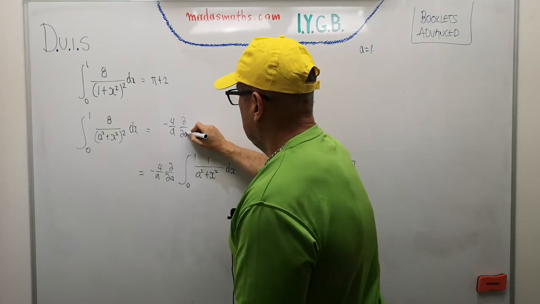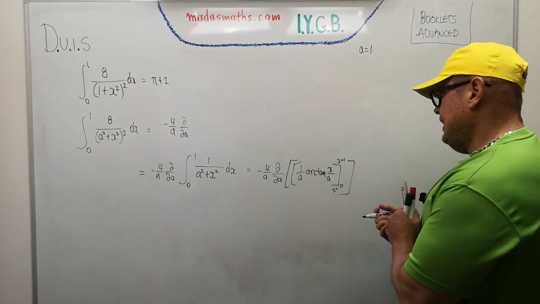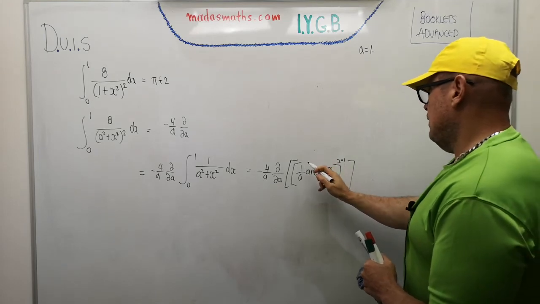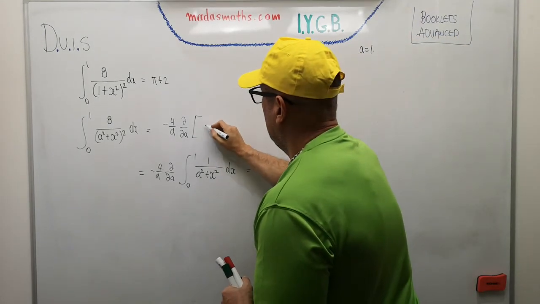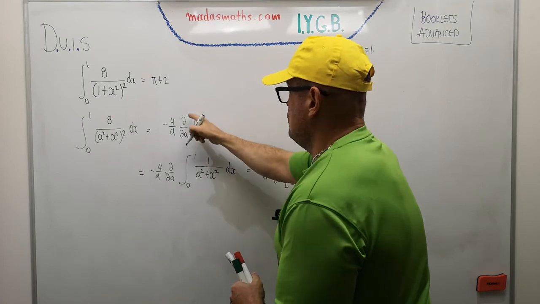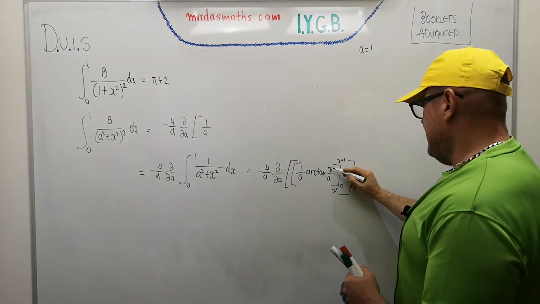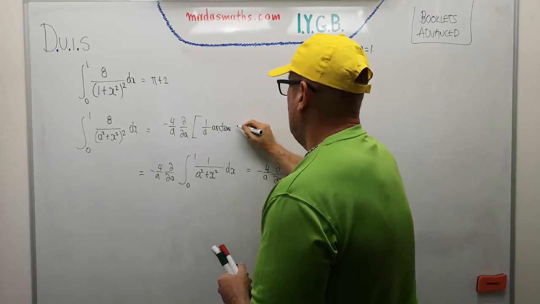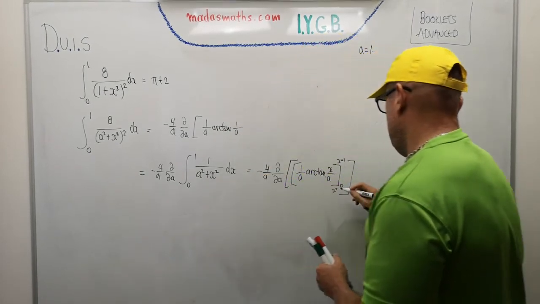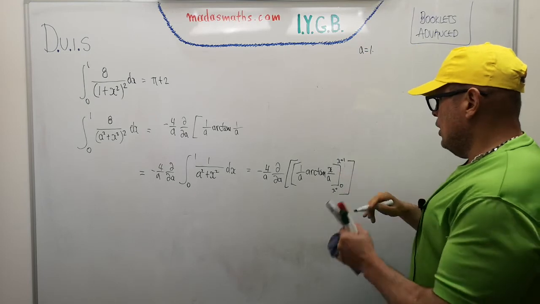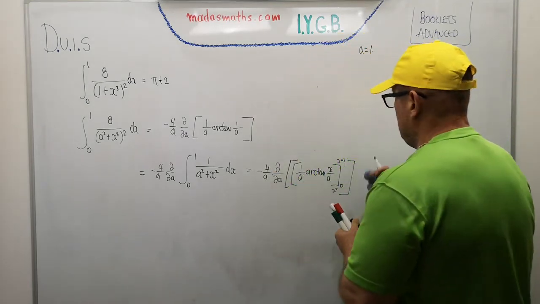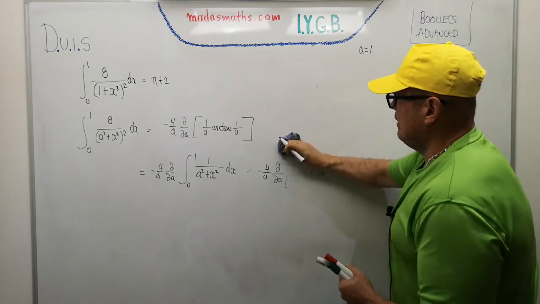So minus 4 over a d by dA, and putting now x equals 1, I'm going to get 1 over a, which of course is not a constant for this differentiation, arctan of 1 over a. And when I put x equals 0, the arctan of 0 is 0, so the whole thing is gone. I'm not going to put minus 0. That is going to give me my answer with the limits given.